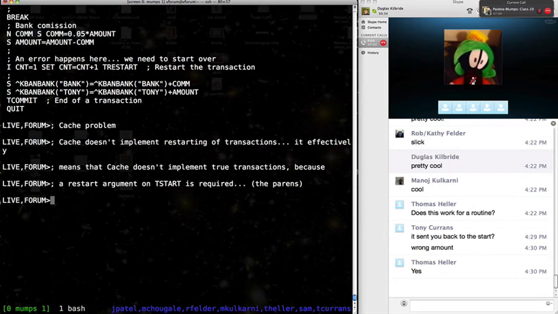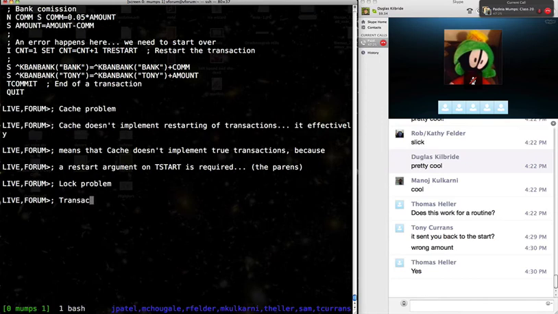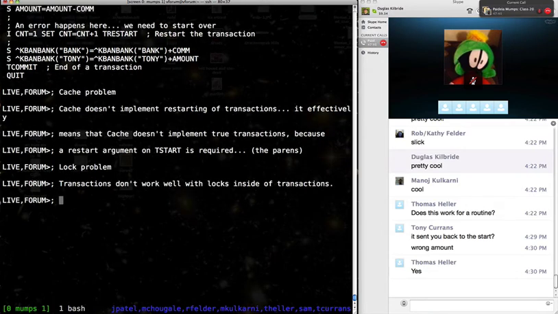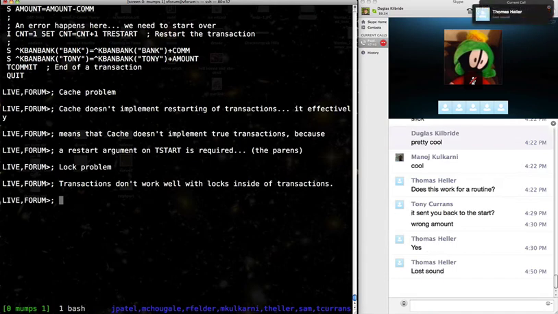So that's one problem. Our other problem why we don't use them in VISTA is the lock problem. Transactions don't work well with locks inside of transactions. So why is a lock inside of a transaction a problem?